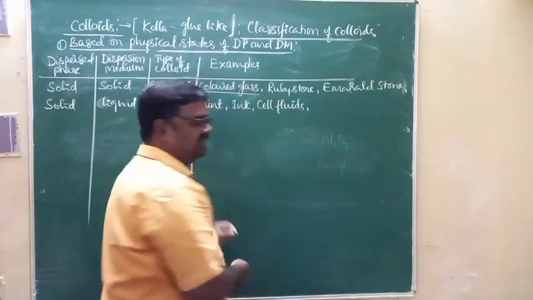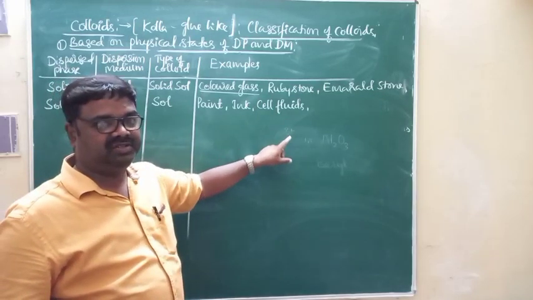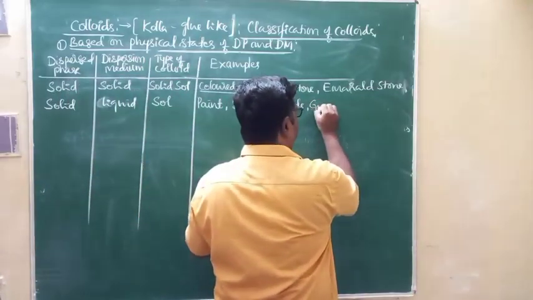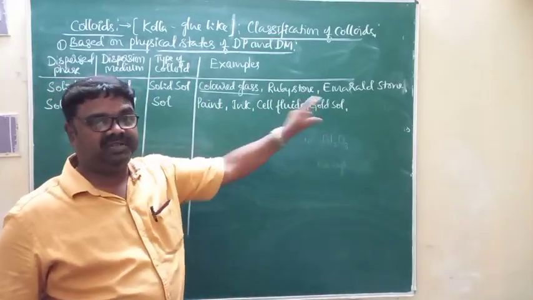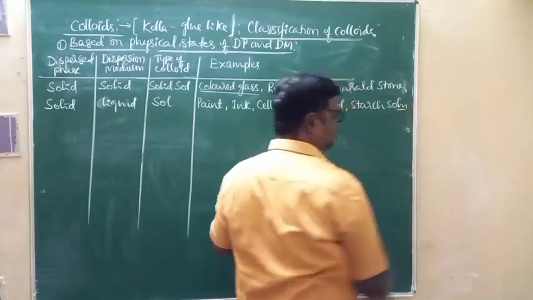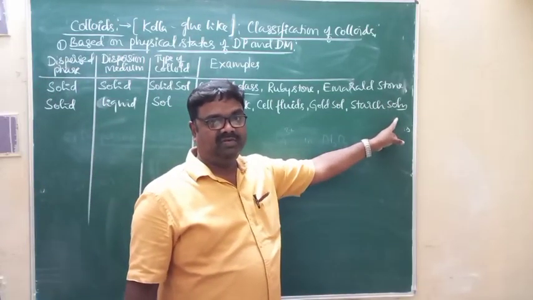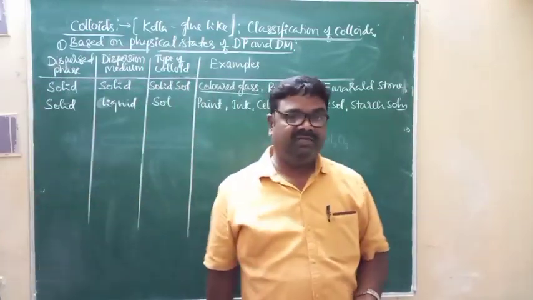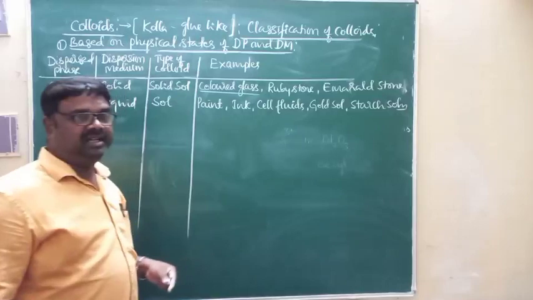Cell fluids are characterized by solid protein particles dispersed in water, or solid nucleic acid particles dispersed in water. That's why it is an example of a sol. Or you can say gold sol, where solid gold particles are dispersed in water. Or starch solution, also an example of a sol, where solid starch particles are dispersed in liquid water. These are all examples of sols. Metal sulfide salts, silver iodide salts, silver sol and gold sol are all examples of sols.